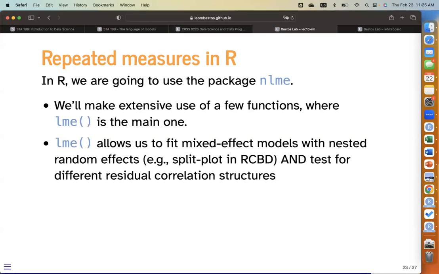The reason why we're not using the LME4 package and the LMER function is because that function does not allow us to specify different correlation structures. LME does. So that's why we're changing. And just as a reference, both LME4 and NLME are developed by the same people, so it was by design, I guess, that they wanted to have two separate packages for these.